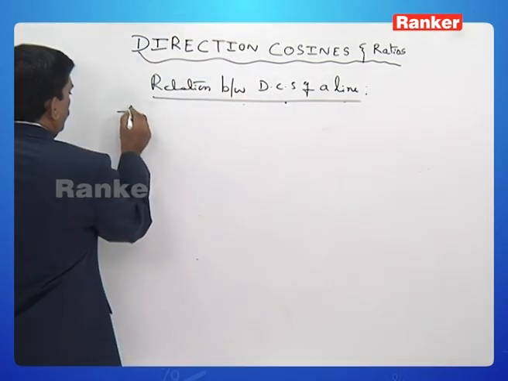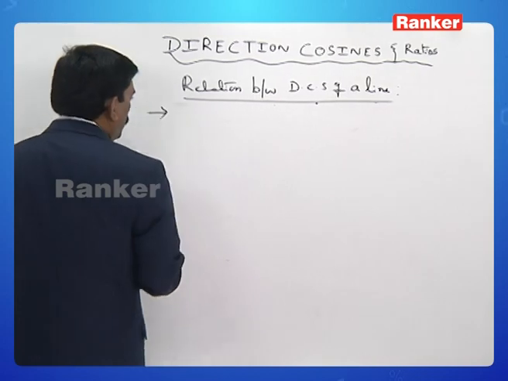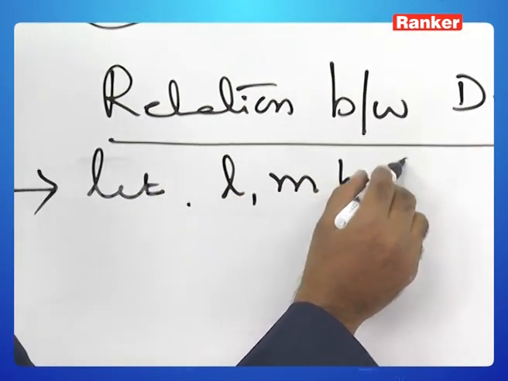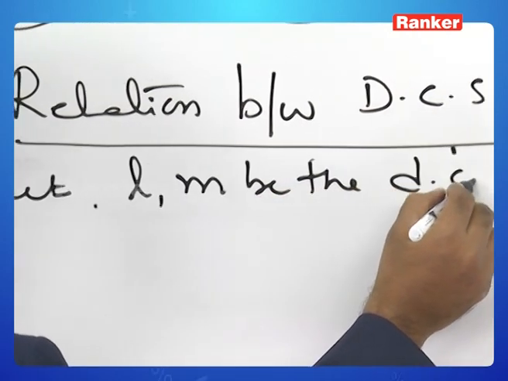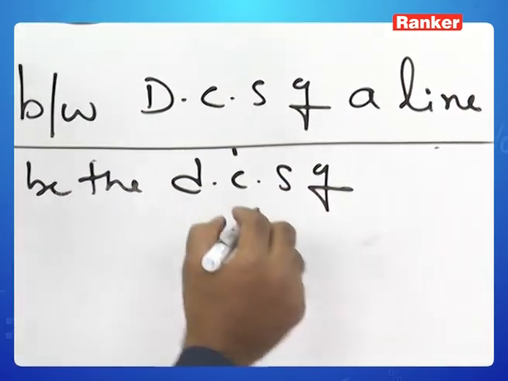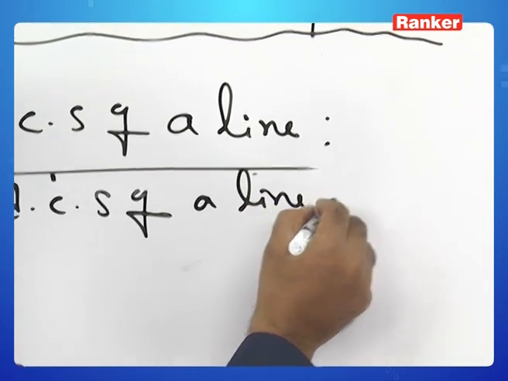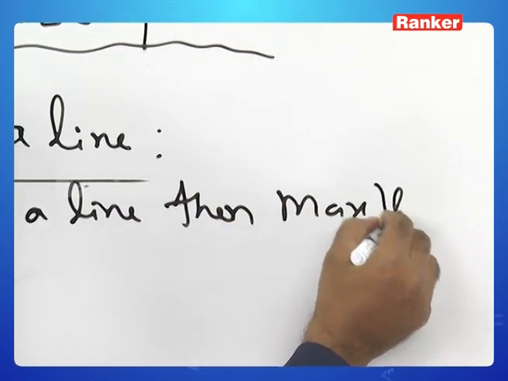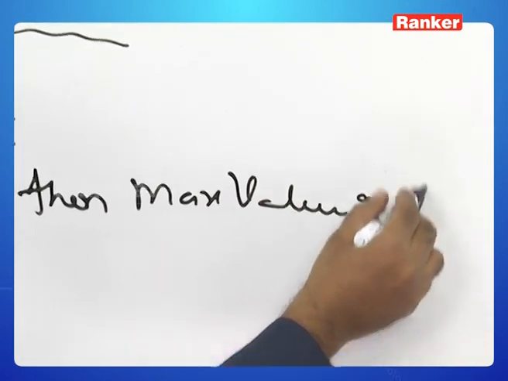Another result comes in this. Let L, M be the DCs of a line, then the maximum value of LM.